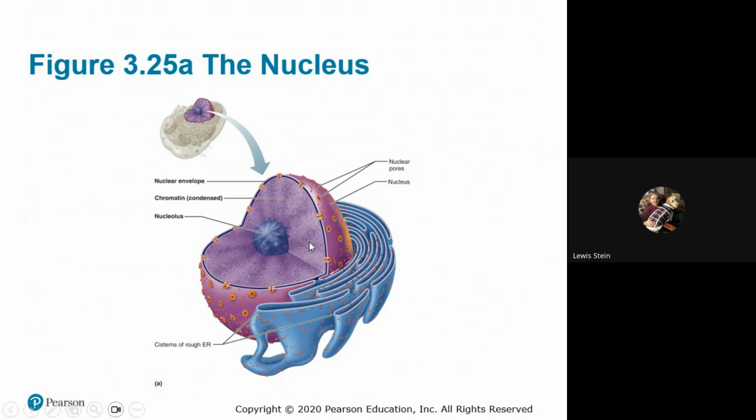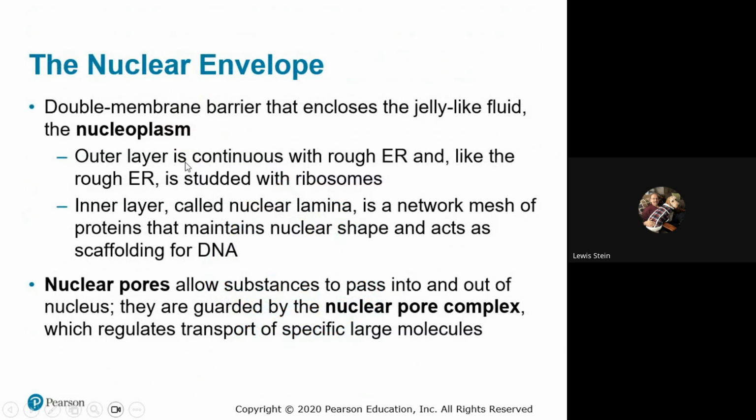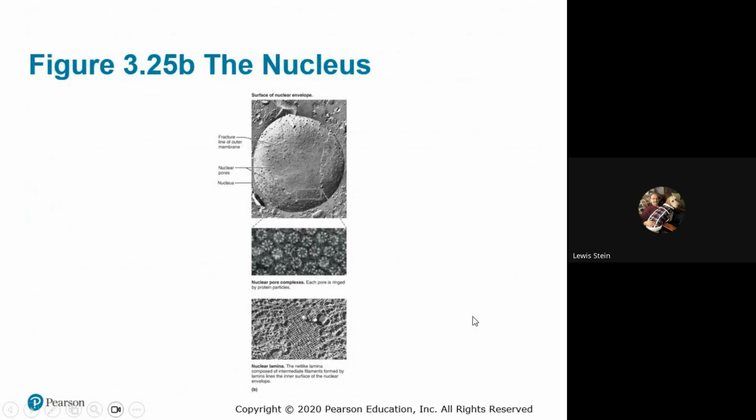The chromatin is very indistinct. They call it condensed, I don't know if that's the right term. You'll see in a second. The natural tendency for DNA is to form these very distinctive spirals we call chromosomes. Here you can see the envelope with all those nuclear pores for things to get out, and it's continuous with the rough endoplasmic reticulum. The outer layer is continuous with rough ER, with ribosomes. The inner layer is mesh proteins that maintain its shape. Fine. Nuclear pores: DNA can't get out, but everything else can get in and out.